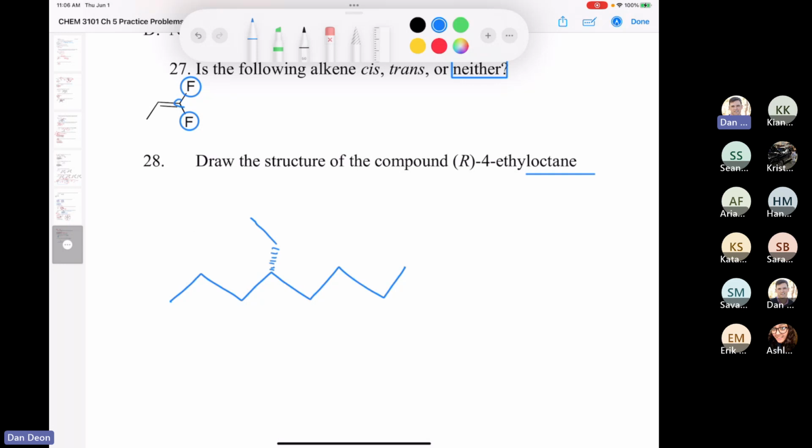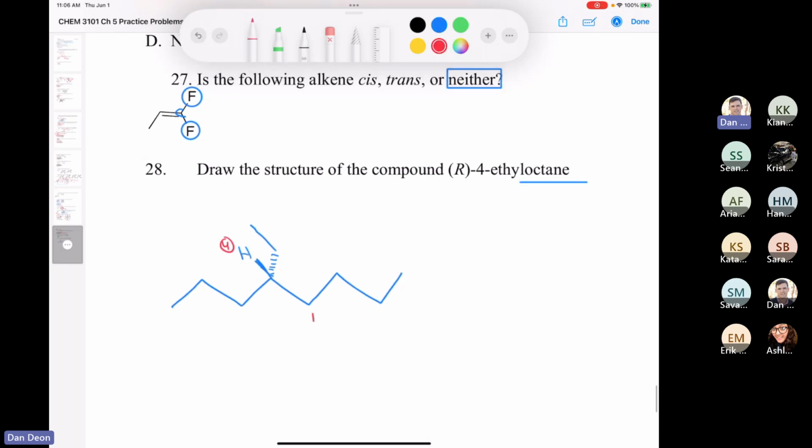So let's take a look here. We've got a hydrogen coming out in front like this. So this is going to be our lowest priority group. This will be 1, this will be 2, this will be 3. So we go like this, which is clockwise. That's R. We reverse it, so it would be S. So this means I drew the wrong compound. And so all I have to do is take this guy and shade this. I need a different colored pen. And convert that into a wedge. And there you go. R-4-ethyloctane.